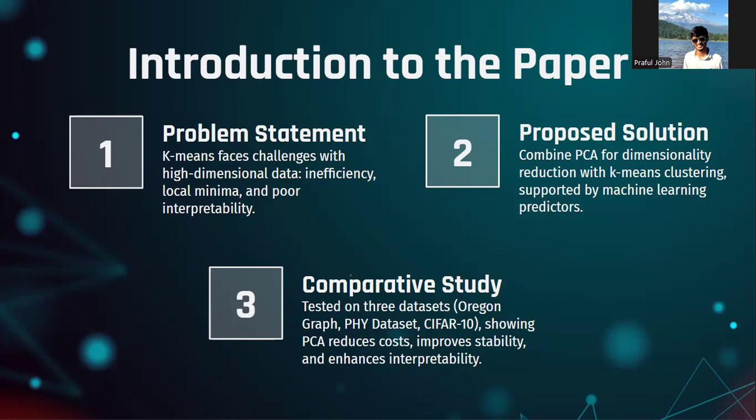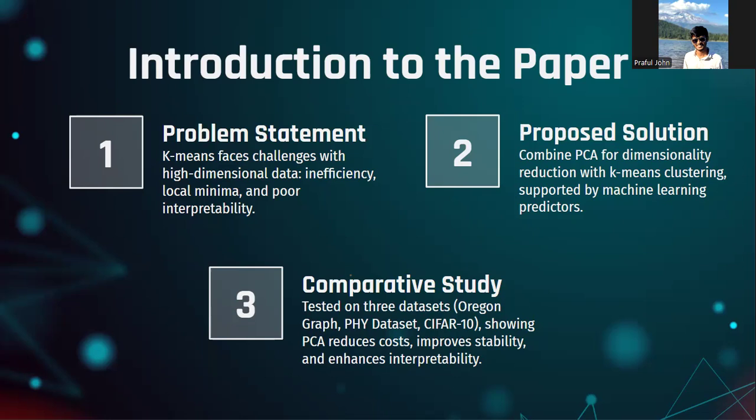So what the author proposed is the combination of PCA for dimensionality reduction with k-means clustering, and this is also supported by a machine learning predictor to predict the initial values of the k-means centroids. If you remember, we were randomizing the initial points for the centroids. So what we do here is we use machine learning algorithms to predict the initial k points, or what we call centroids.